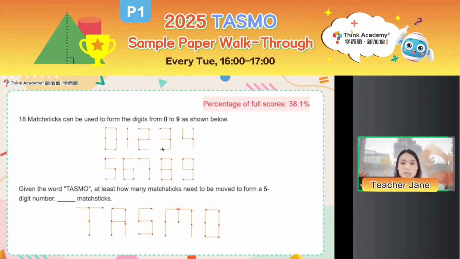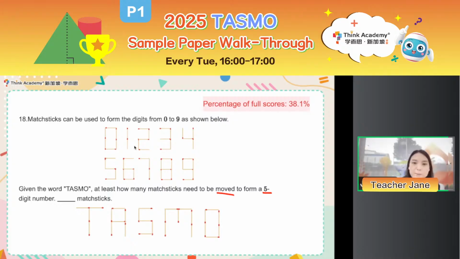As for each digit, we need how many, okay? And then as for this question, you can see, given the word TASMO, at least how many matchsticks need to be moved to form a 5-digit number. Okay, so you can see here below, all the matchsticks are making the letters, right?